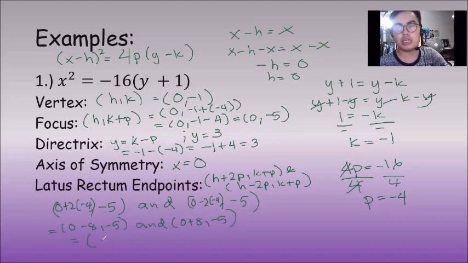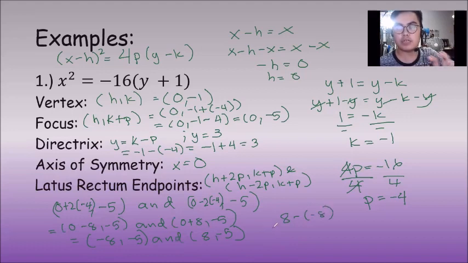So 0 minus 8 is negative 8. Okay, 0 plus 8 is 8. So we can say that these are the latus rectum endpoints. In order to get the latus rectum, we need to find the difference of the x-coordinates. So 8 minus negative 8.